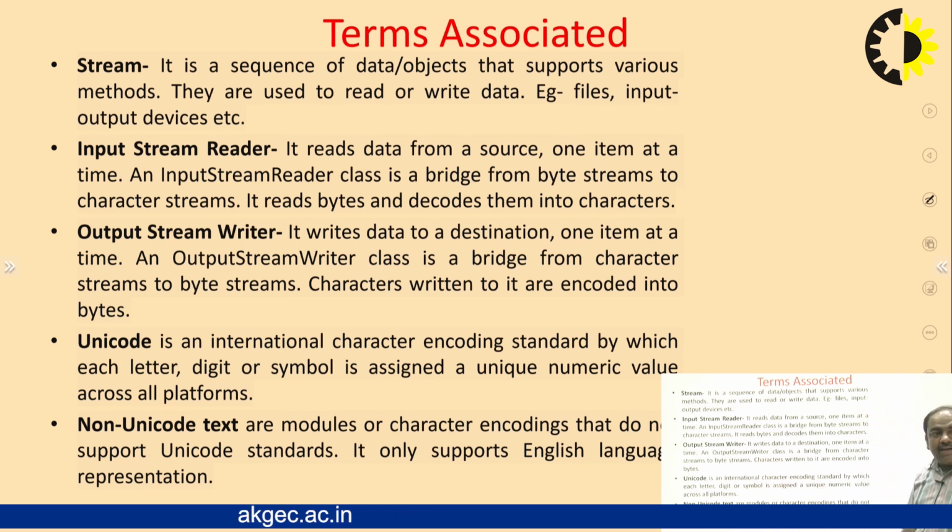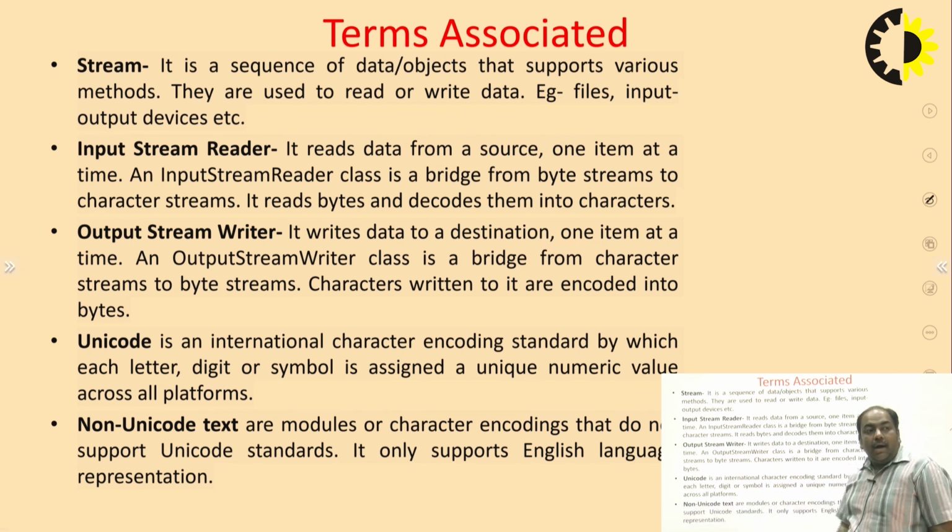Next, input stream reader: it reads the data from the source, and this class is a bridge from byte stream to character stream. It reads the bytes and decodes them into characters. Output stream writer writes the data to the destination, one item at a time, and this class creates a bridge between the character streams and the byte streams. Unicode is the international character encoding standard by which each letter, digit or symbol is assigned a unique number, and this unique number is identified all over the platforms.